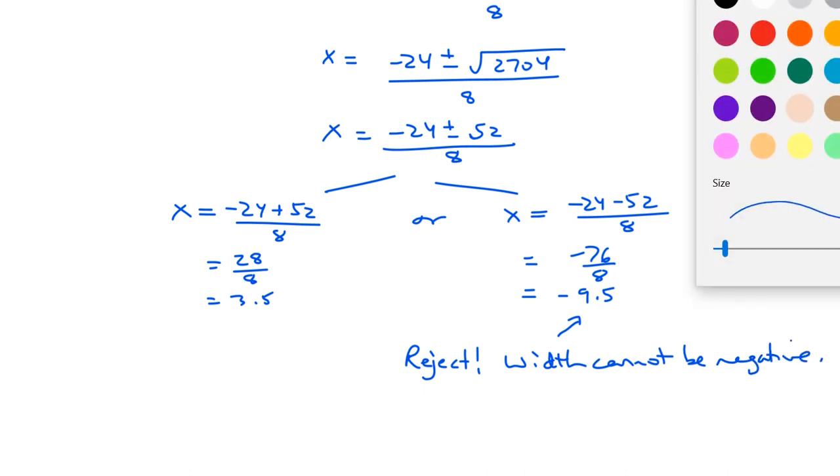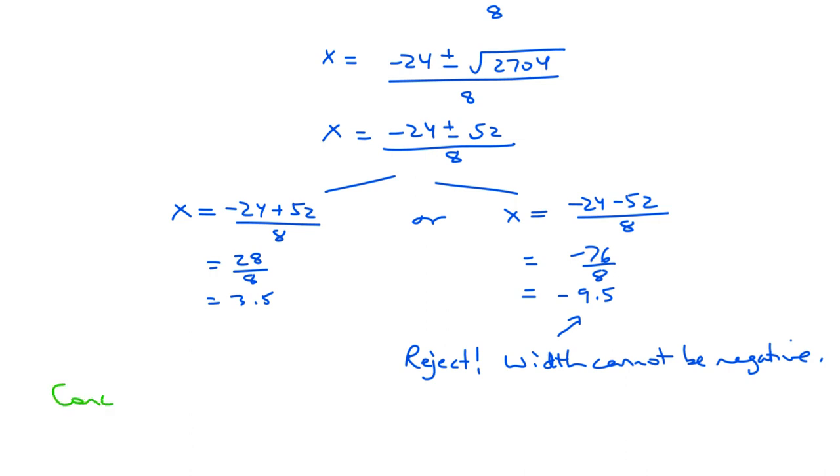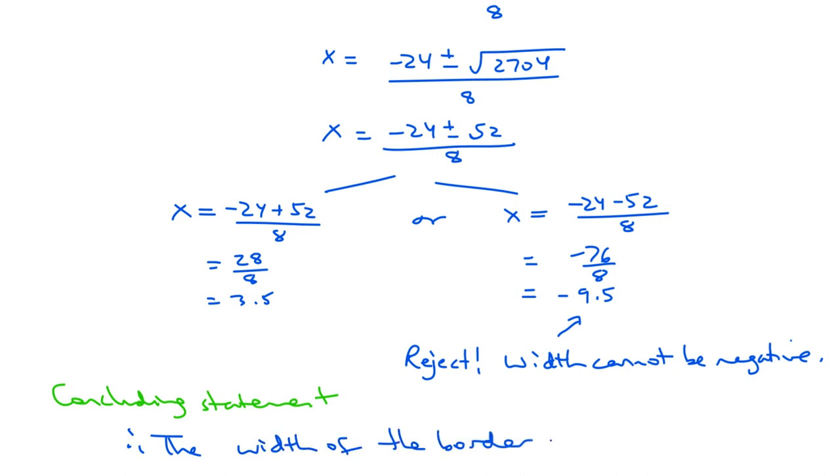Then I'm going to end with my concluding statement, which is: therefore, the width of the border is 3.5 meters. Make sure you have the correct units in your answer. Let's do a quick recap of what happened here. I got two answers, but one of them doesn't make sense for this question.